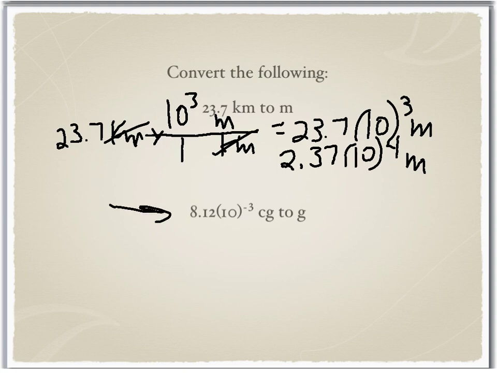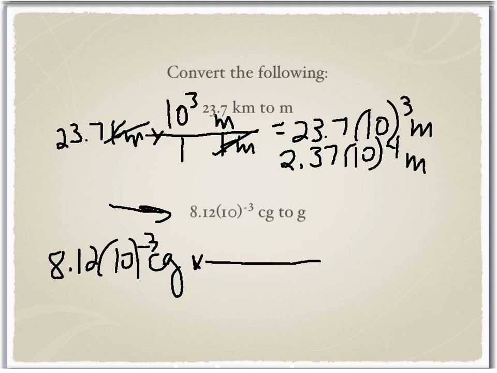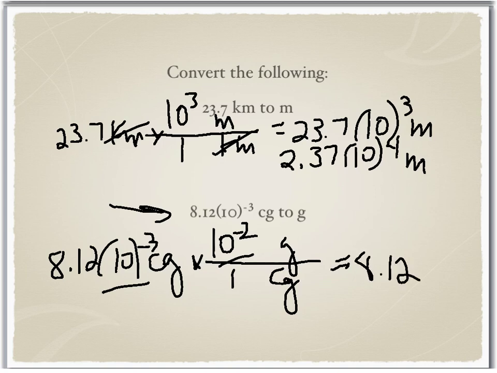Take a look at this one here. We have 8.12 times 10 to the negative third centigrams. We need to convert those to grams. Put centigrams in the denominator, grams in the numerator. 1 centigram is 100th of a gram. When we multiply powers of 10, we add them. So the answer is 8.12 times 10 to the negative fifth grams. As you can see, the centigrams will cancel.